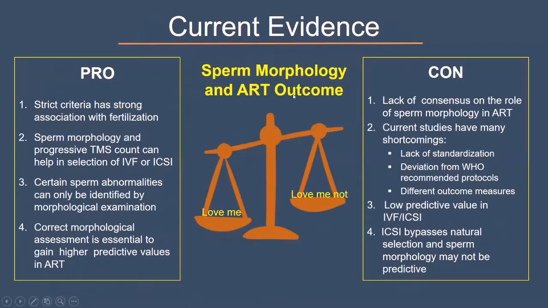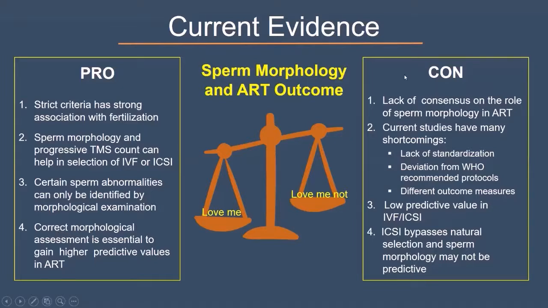So summarizing the evidence that is there and comparing it, on the pro side, there were studies that showed a clear, strong association of morphology with fertilization, whereas morphology together with the progressive motile sperm count helped with the selection of the patients to guide them into either IUI, IVF or ICSI, and certain abnormalities can give the clinician an indication of what the reason for the infertility is. And of course, we have to look at the method of how the morphology is determined, so it must be done correctly in strict adherence to the WHO criteria.